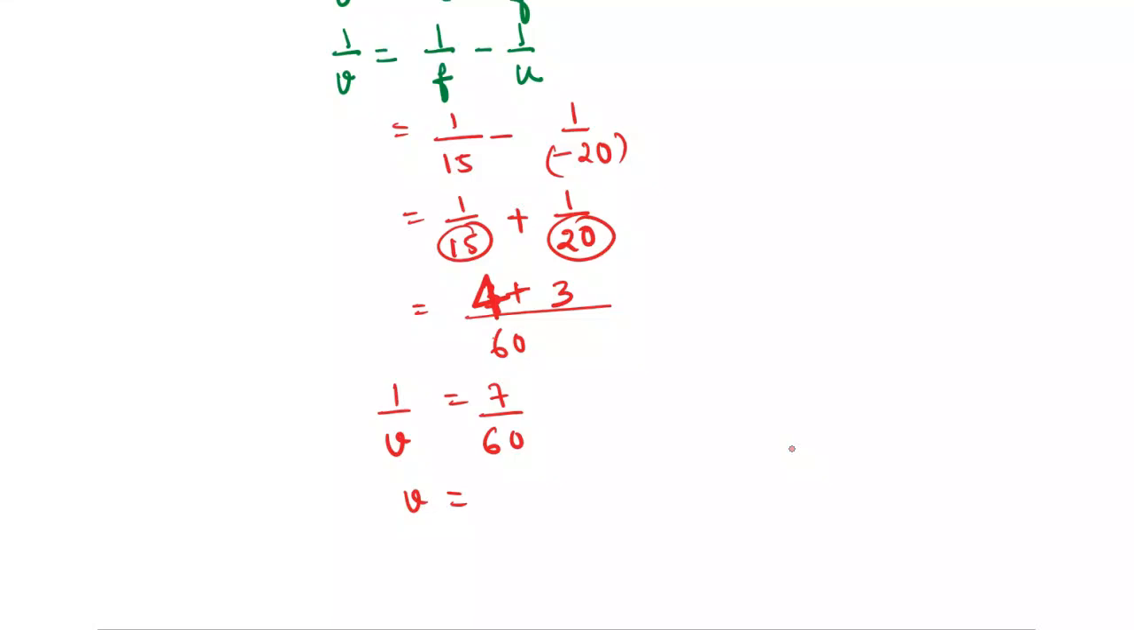So we need to take the reciprocal of it, and the denominator will become the numerator. So 60 will be divided by 7. After solving, we get the value of v, that is the image distance, which is obviously positive. The value is 8.57 centimeter.